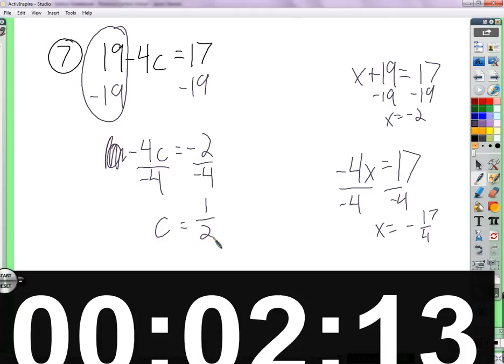Is 1/2 the same as 0.5? Yes. 1/2 and 0.5, they're the same.